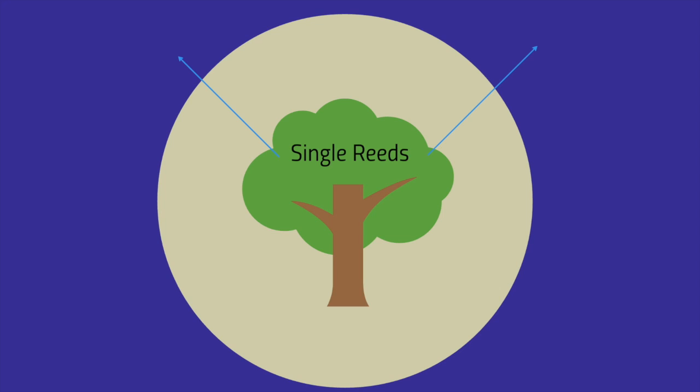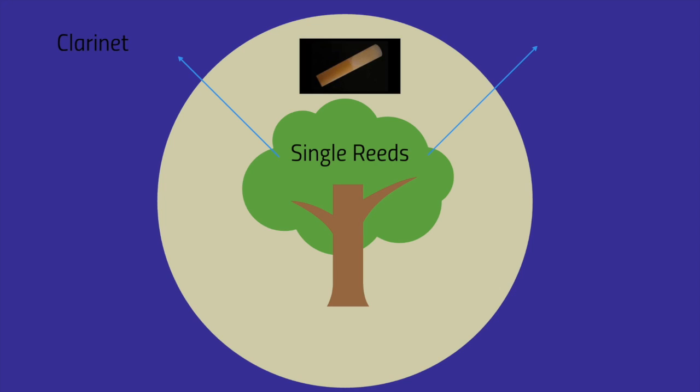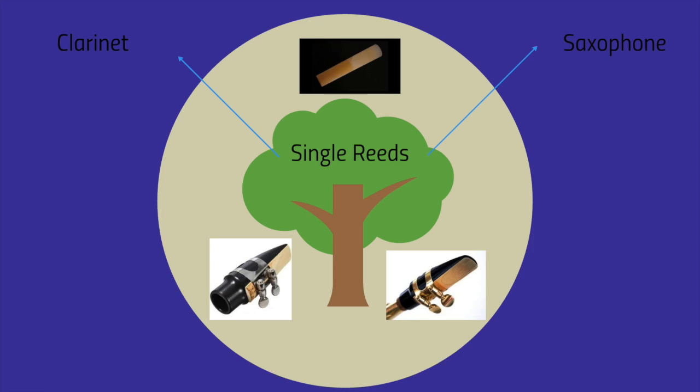Next we have the single reeds, and the single reeds make a sound with a reed, and a reed is a single piece of wood. And when you have it up against a mouthpiece, it vibrates and causes a sound. So in the single reeds family, we have the clarinet, and here's what a clarinet mouthpiece looks like with a reed on it, and the saxophone. And here's a picture of a saxophone mouthpiece with a single reed on it.